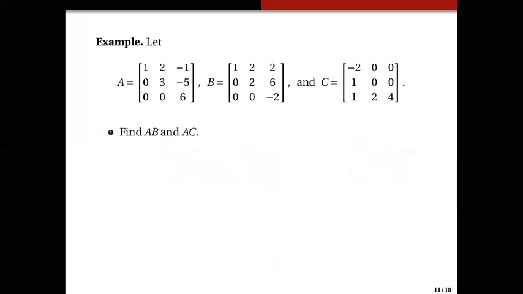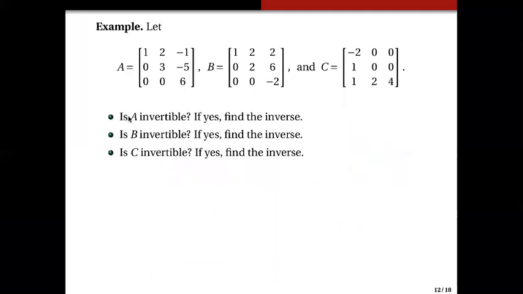Next, in here, is A invertible? If yes, find the inverse. So this is a triangular matrix. The diagonal entries are all non-zero, by the remark earlier, A must be invertible. So the answer will be yes. So if yes, find the inverse. We will try to find the inverse later.